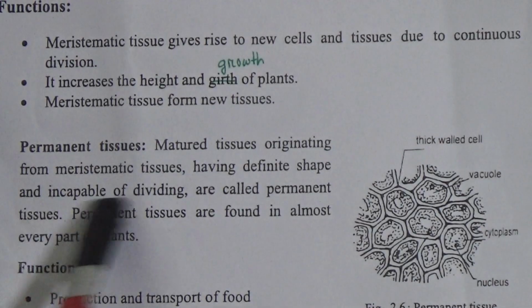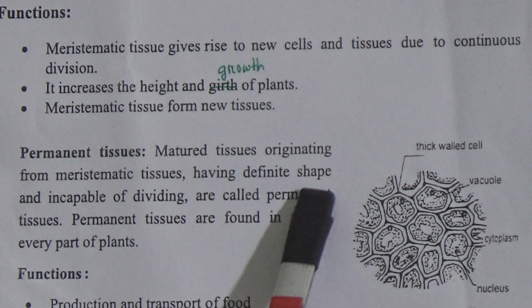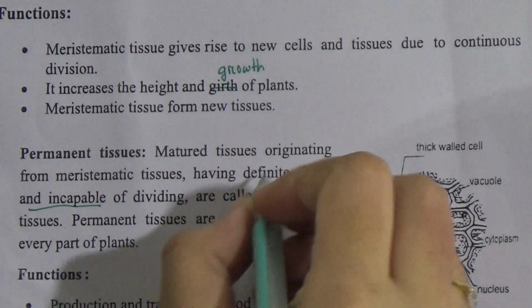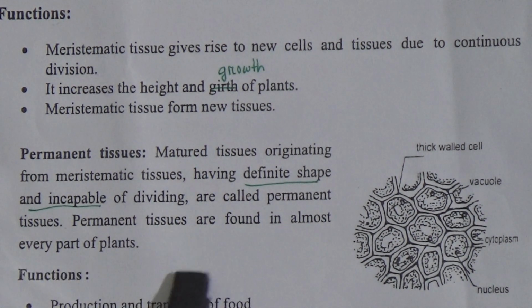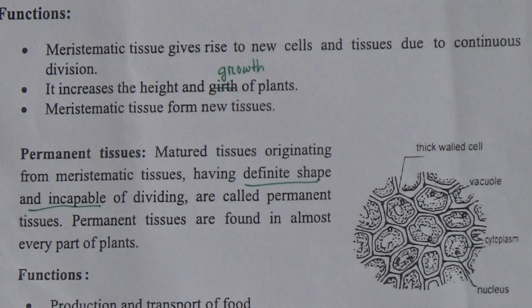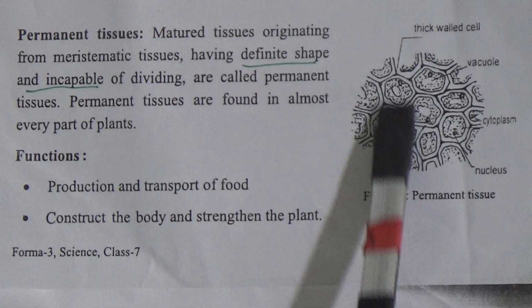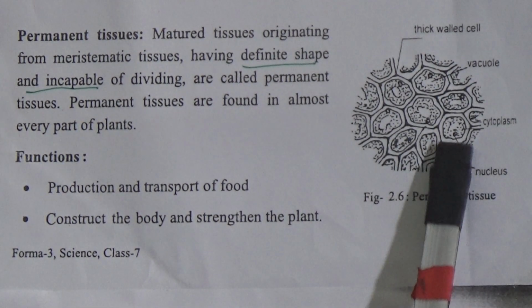Now permanent tissue. Permanent tissues are mature tissues originating from meristematic tissue, having definite shape and incapable of dividing. That means permanent tissue cannot be divided into new cells. Permanent tissues are found in almost every part of plants. Now function of permanent tissue: production and transport of food, construct the body and strengthen the plant. Here is the figure of permanent tissue, and you can see this tissue cell wall is thick, and here is vacuole, cytoplasm and nucleus.